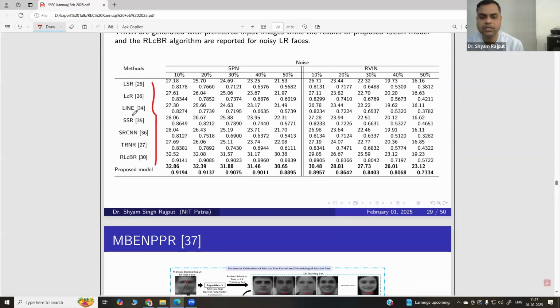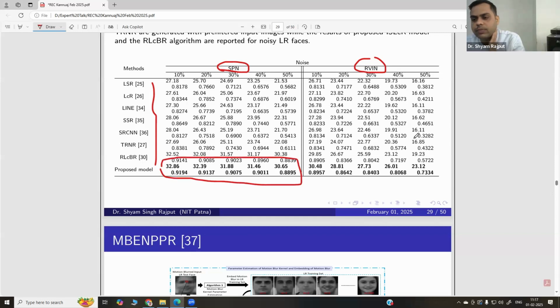Most of these are transactions papers only. One thing you can see from here is that we have considered two types of impulse noise. One is salt and pepper. The second one is RVIN, random value impulse noise. In salt and pepper noise, the result is very standard. While in the case of random value impulse noise, when the noise percentage is 50%, here we have performance of 30, and here we have only 23.12 PSNR value. This is the PSNR value, and the second row is the SSIM value.